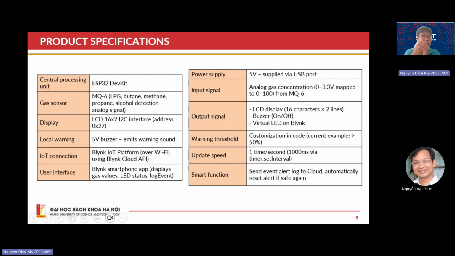So this is our product specification. We will use ESP32. As I have said, the gas sensor we will use is the MQ6. For the display we will use an LCD with I2C interface. We have a buzzer and the Blynk IoT platform for this. We also use the Blynk smartphone app, as you can find on the App Store and Google Play. We will use a power supply of 5 volts, supplied from the computer.